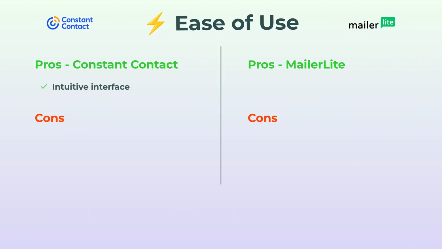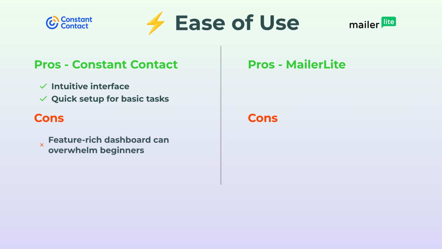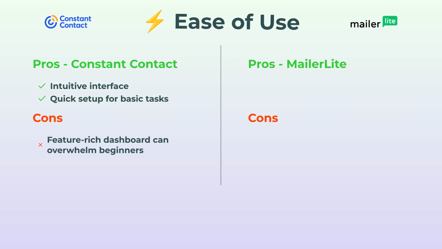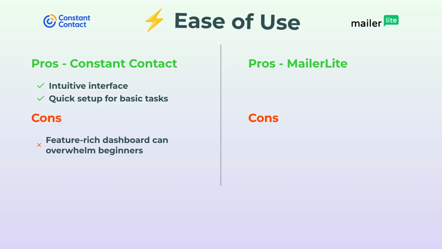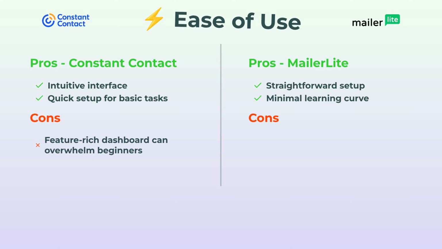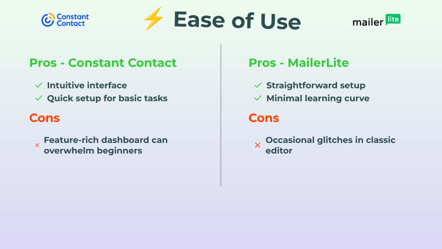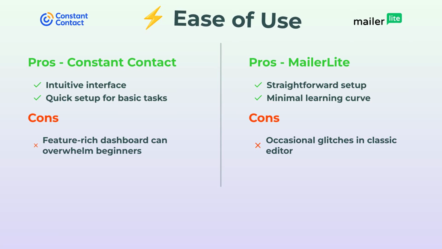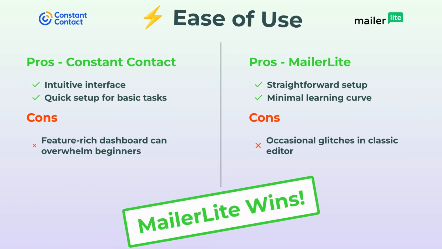Last but not least, ease of use. Constant Contact's interface is actually pretty intuitive. Quick setup for basic stuff. But I'll be honest, if you're just starting out, their feature-rich dashboard can feel a little overwhelming. MailerLite, on the other hand, is basically plug and play. Straightforward setup, minimal learning curve. Just a heads up, the classic editor does glitch occasionally. Still, for simplicity and getting started fast, MailerLite takes the win.